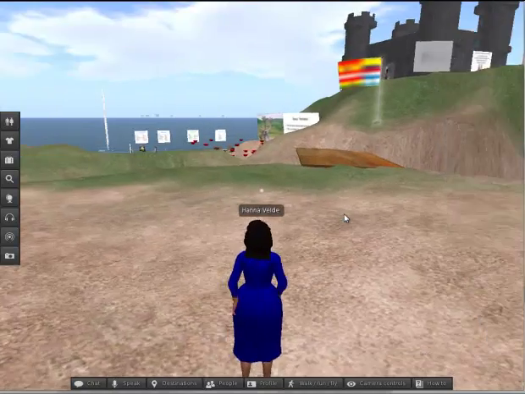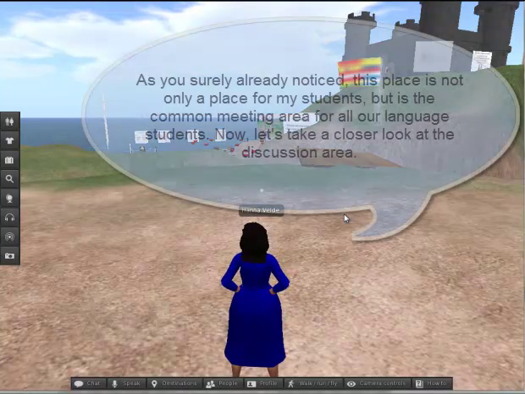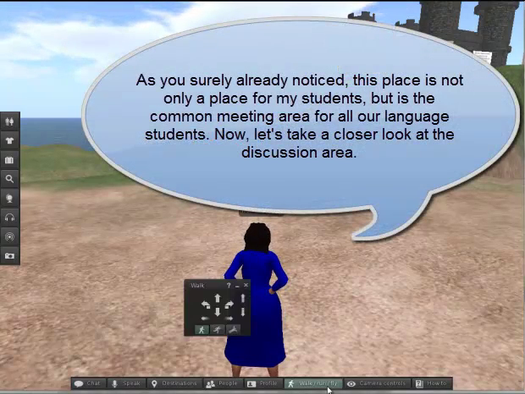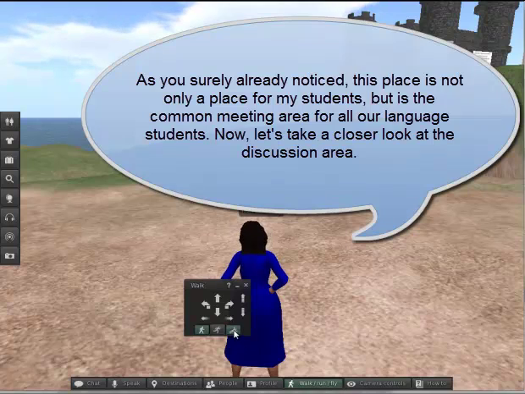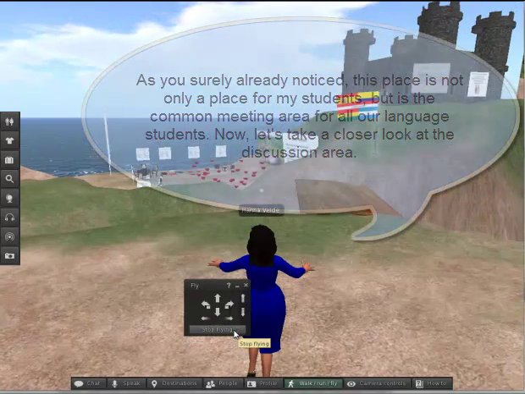As you already notice, this place is not just a place for my students. It is a common meeting area for all our language students. Now, let's take a closer look at the discussion area.